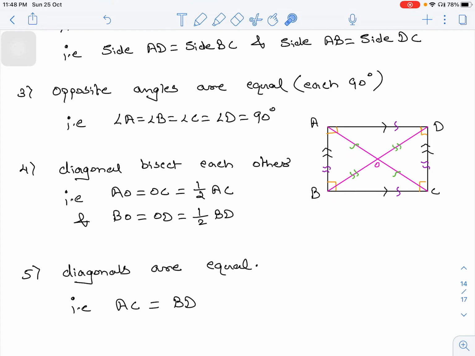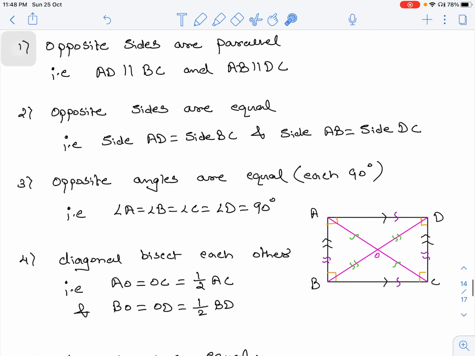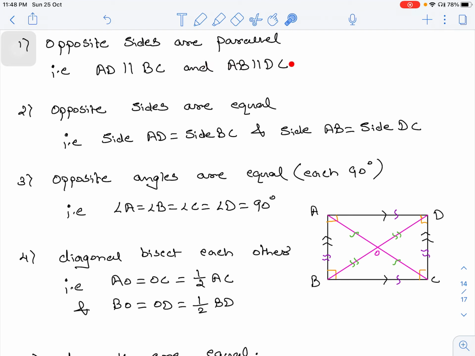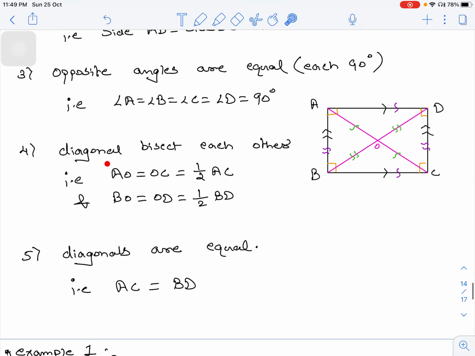Okay, so here we have seen 5 properties of a rectangle. Our first property is that opposite sides are parallel. Second, opposite sides are equal. Opposite angles are equal, that is, each angle is equal to 90 degrees. Next, we have learned that the diagonals bisect each other and the diagonals are equal.